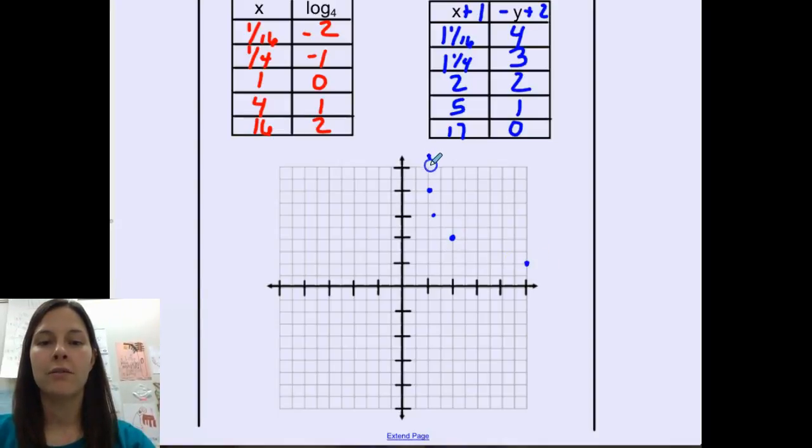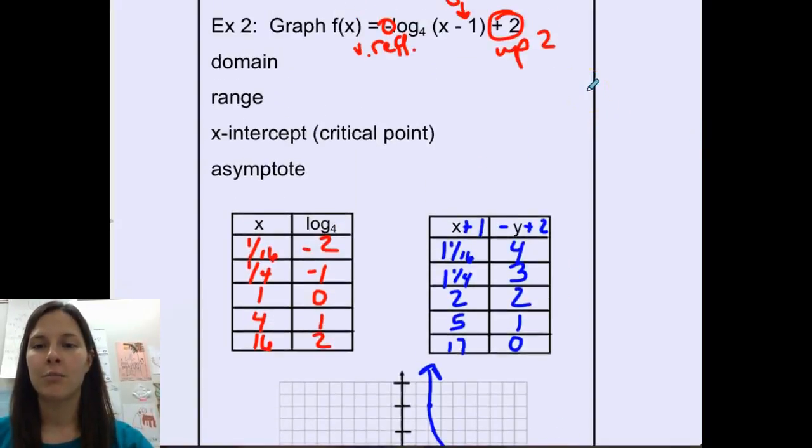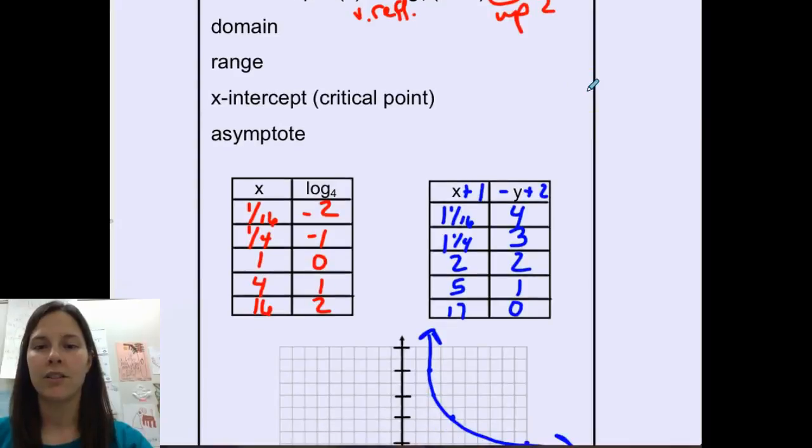Remember, we had a vertical reflection on this one, so that's why it kind of is looking like an exponential graph instead of a log. It flipped the log function vertically across that x-axis. However, notice that our asymptote is a vertical asymptote, not a horizontal, so that'll help differentiate between an exponential and a log function. Let's go back up and hit domain and range as well as those other values.